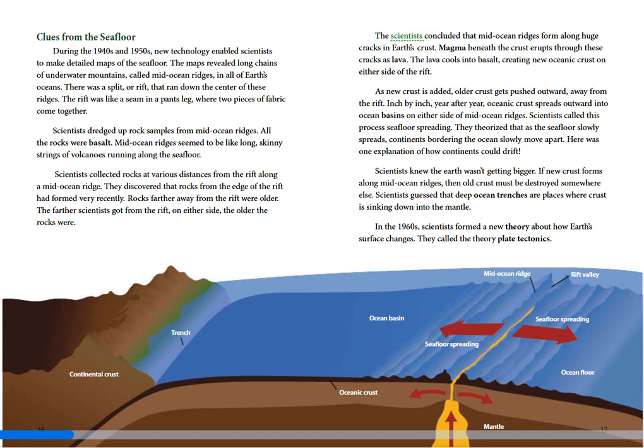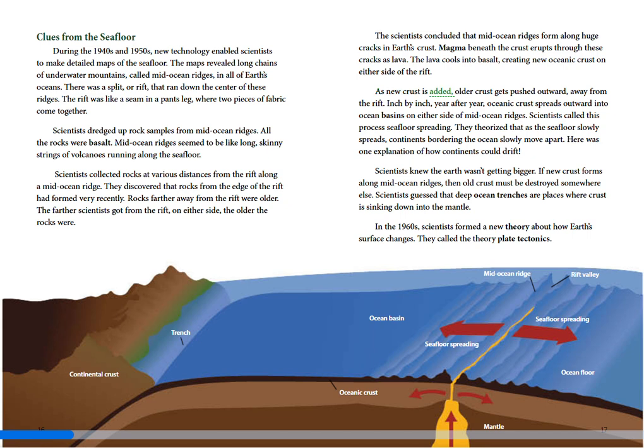The scientists concluded that mid-ocean ridges form along huge cracks in Earth's crust. Magma beneath the crust erupts through these cracks as lava. The lava cools into basalt, creating new oceanic crust on either side of the rift.